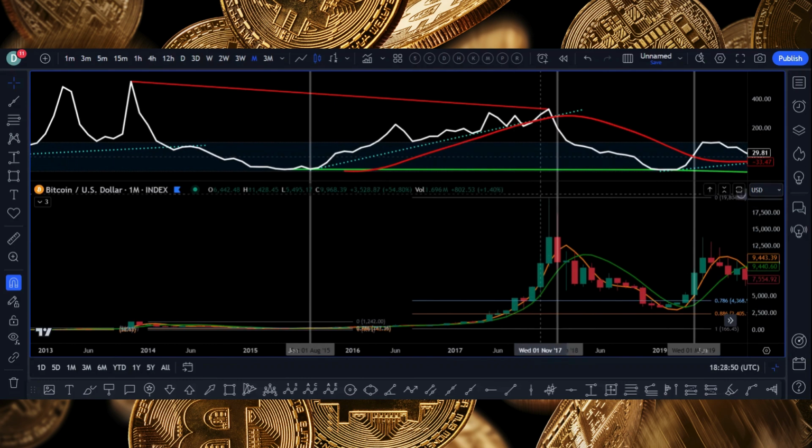We're here at our December 2017 peak. We had the launch of the CME futures that brought in selling pressure, people coming in to short the market. This peak right in here. We also had increased regulatory scrutiny there, a crackdown on exchanges that led to the drop off, and just an environmental bubble that eventually burst, and investors started taking profit.